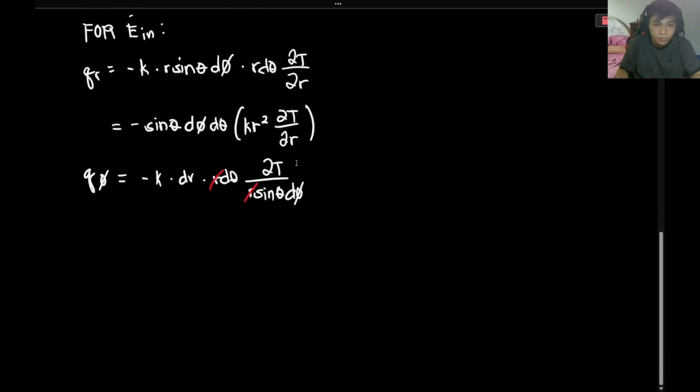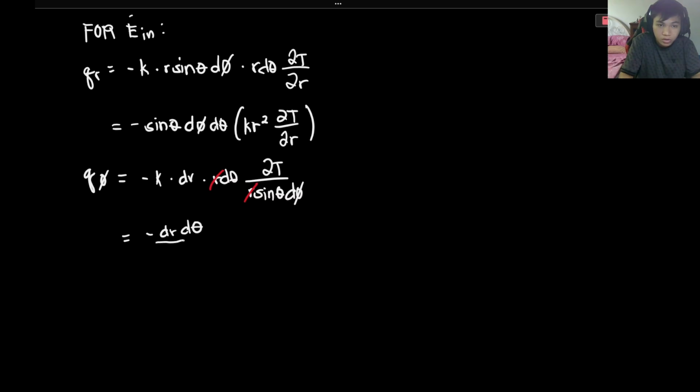So, we take out the sine theta here. And then we can let our k go inside our partial derivative again. So, that would be equal to negative dr d theta over, we take out the 1 over sine theta here. So, we multiply it here, sine theta, and then our partial derivative, what would be k dT over d phi. So, this is our Q phi equation.